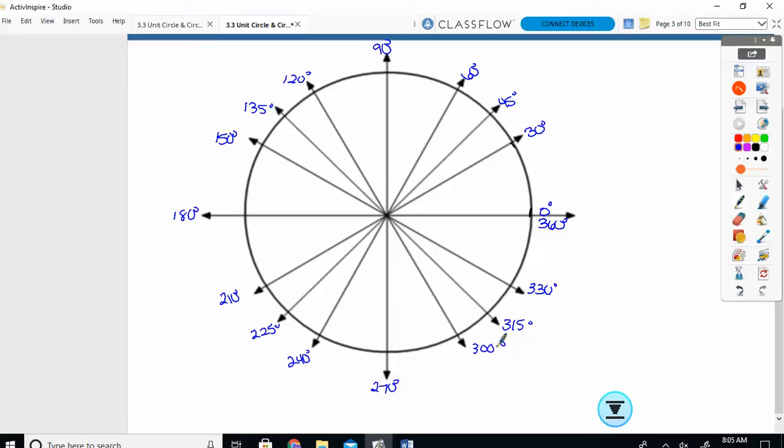So does everyone feel confident that they could take a blank circle and put the degree measures in there? Okay. Next, we did the radian measures. So we said 0 degrees is the same as 0 radians, or 360 degrees is the same as 2 pi. So whether you say 0 or 2 pi, those are the same.